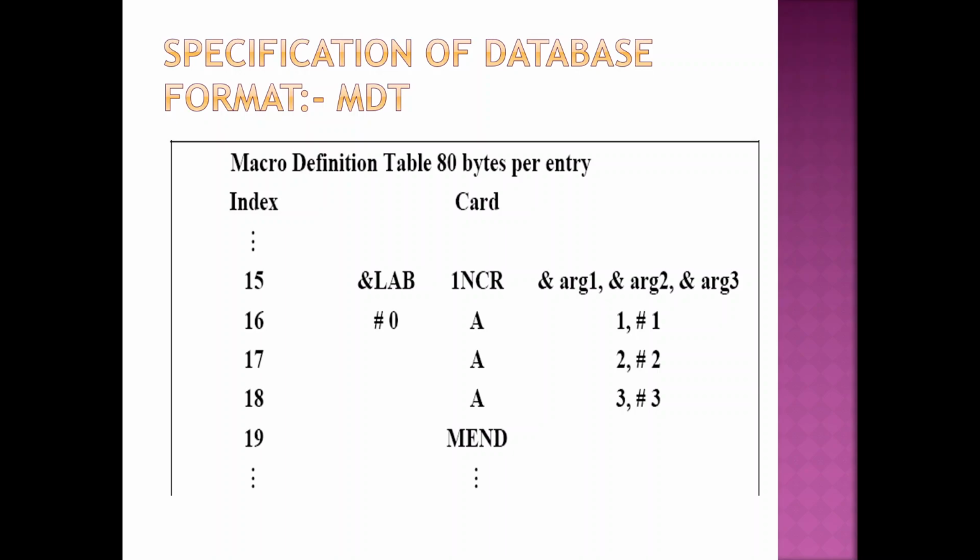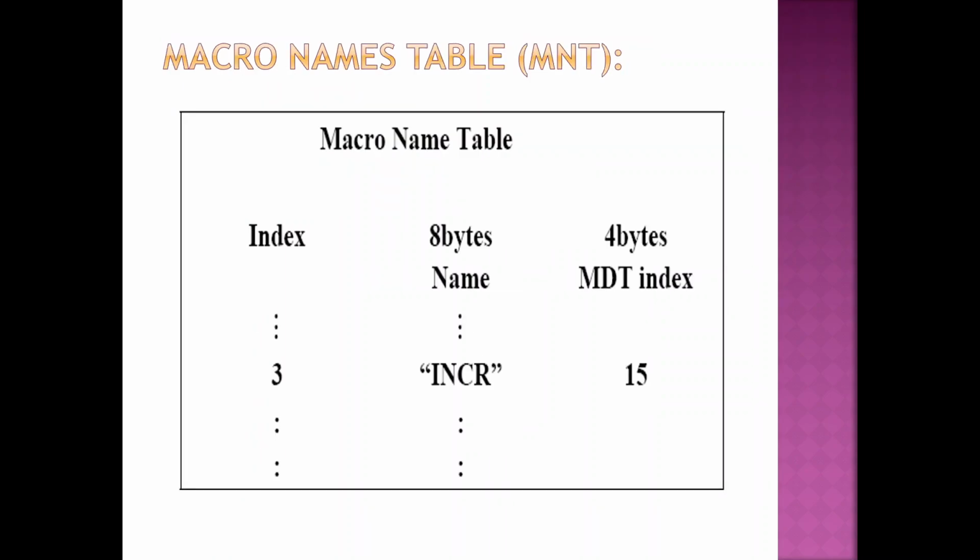The next one we are going to see is the macro name table. The first table that is going to be filled is the macro name table, because first of all it will see where there is a macro. Once it sees the keyword macro, the first thing it is going to see is the name of the macro. As soon as it finds that the name of the macro is INCR, it is going to enter it in the macro name table.